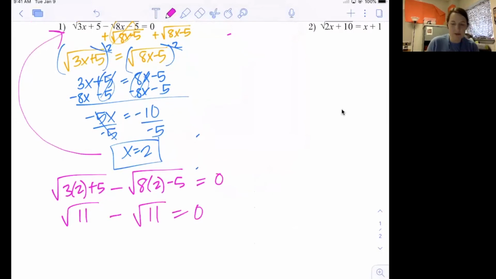Oops, and we want that to equal 0. So we don't even have to take the square root of 11, thankfully, because it's not a perfect square. Anytime you have something minus itself, you're going to get a 0. So square root of 11 minus square root of 11 equals 0. So this answer does check out.